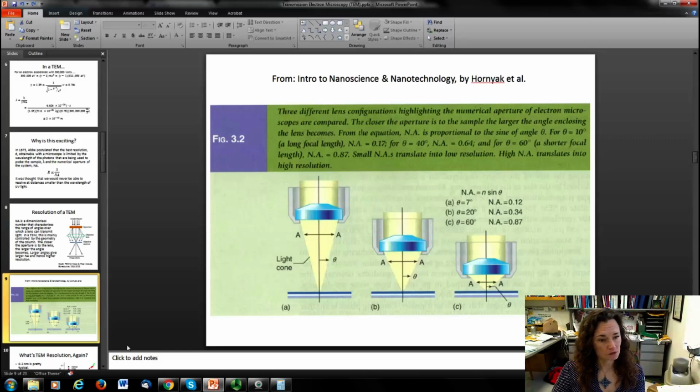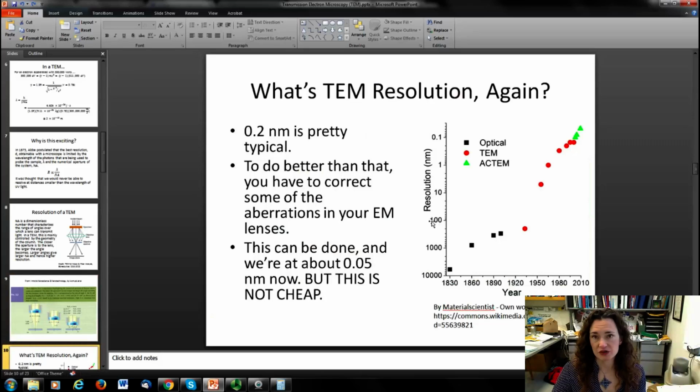Okay. So what is a typical TEM resolution? Well, if you buy a more standard TEM, a resolution of 0.2 nanometers is pretty typical. Now, there are other things that control the resolution of the TEM other than the numerical aperture and the wavelength, okay? Those are the aberrations or defects in your electromagnetic lenses. If you can correct those defects or aberrations, then you can get your resolution closer to the theoretical limit. And this can be done.